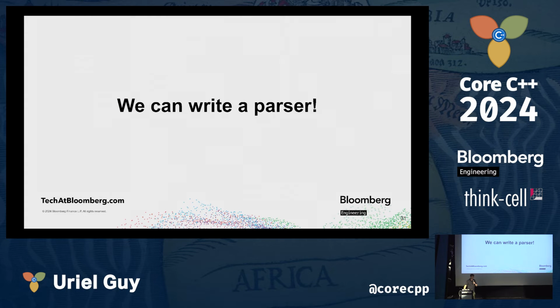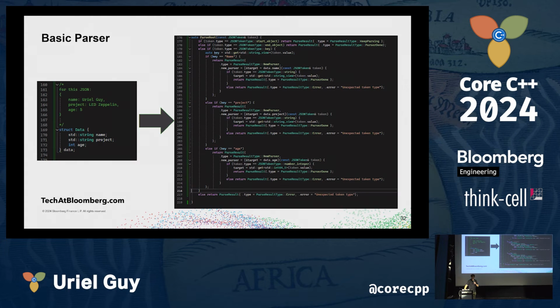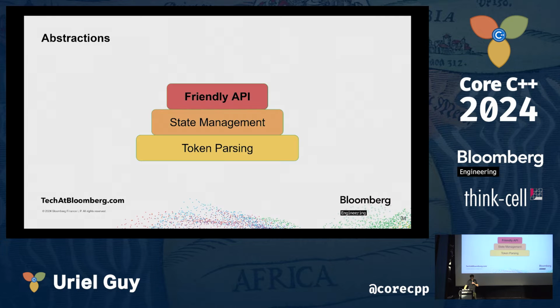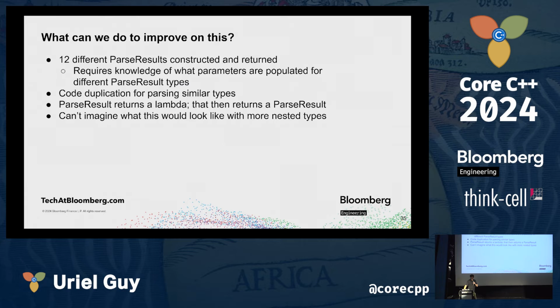And with that, we can actually write a parser. So let's look at a very basic example. We have a JSON that has 3 fields. We have a corresponding stack, and we have this absolute mess to the right of what it would look like now. You have to manage the state of the object. We parse the actual things. Again, very far from the end result. So let's see how we can move next, because we need a much friendlier API.